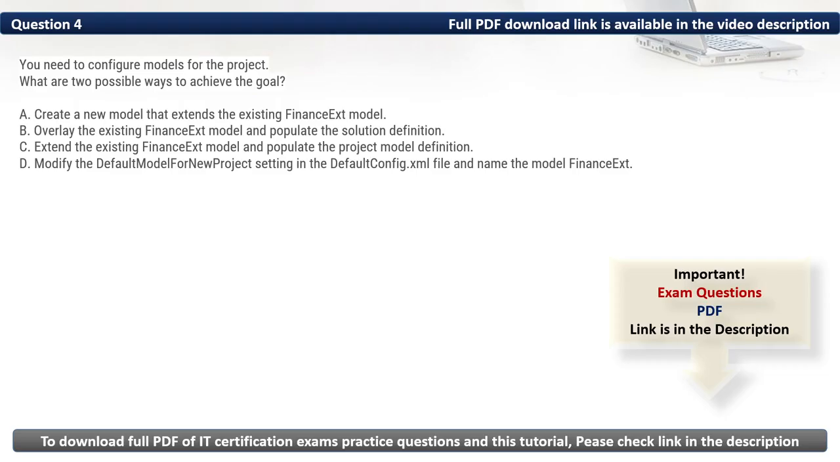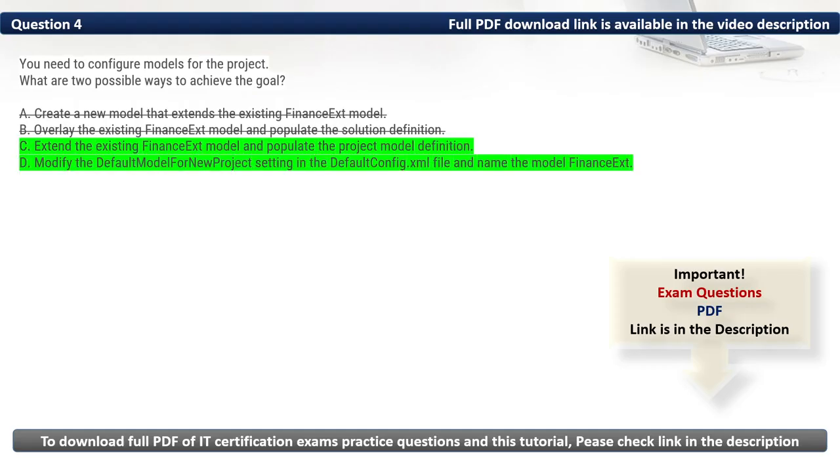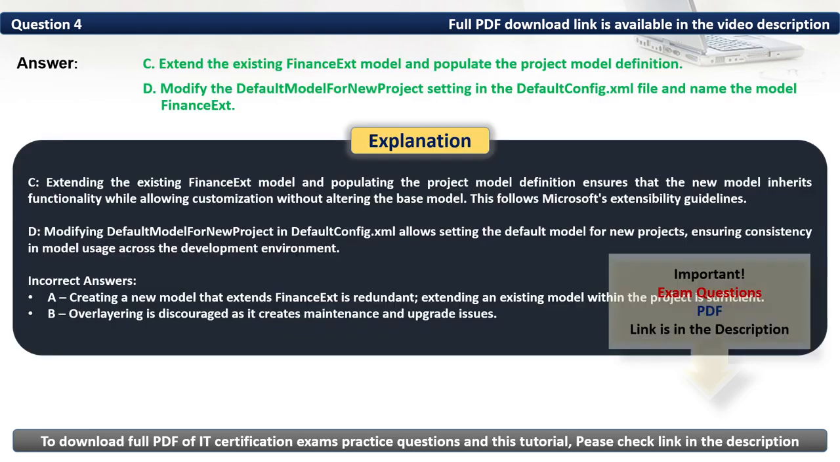As such, the two possible ways to achieve the goal are to extend the existing finance EXT model and populate the project model definition, and modify the default model for new project settings in the default config.xml file and name the model finance ext. Thus, the correct options are C and D. About the options, C. Extending the existing finance ext model and populating the project model definition ensures that the new model inherits functionality while allowing customization without altering the base model. This follows Microsoft's extensibility guidelines.